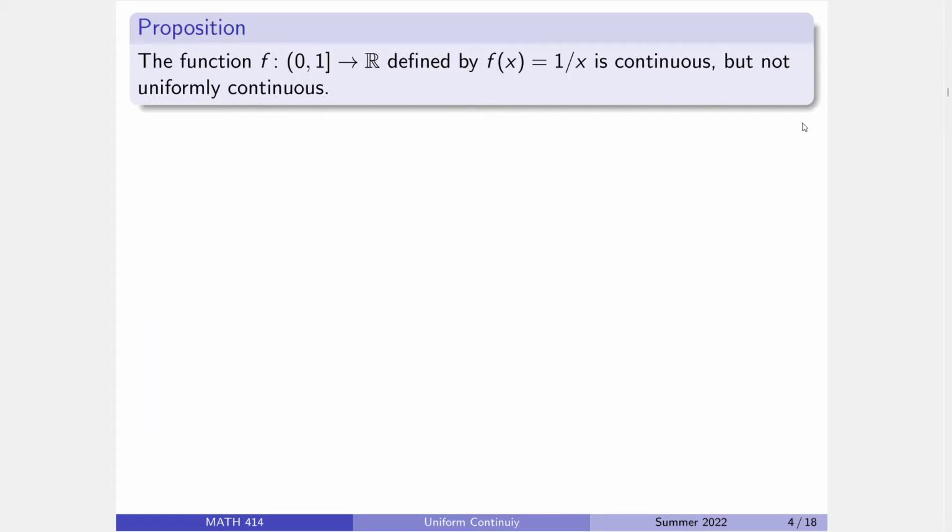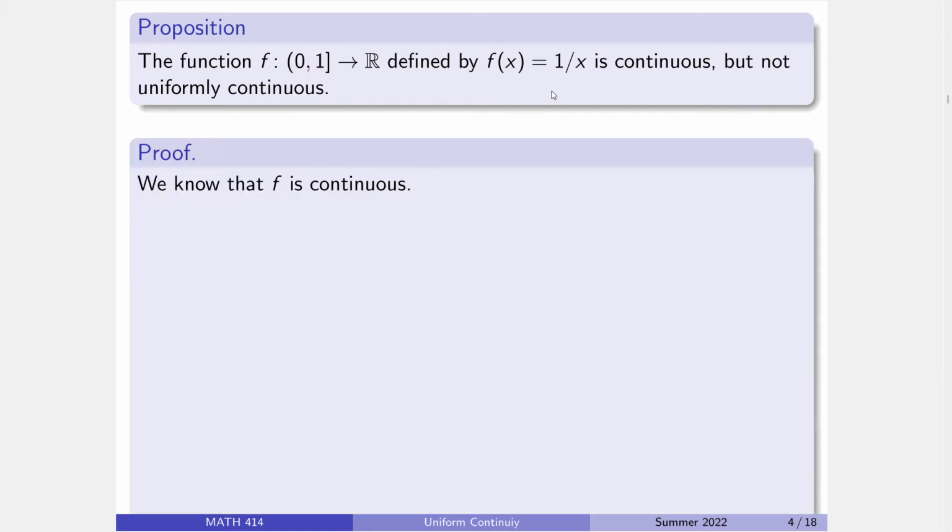Okay, and so we'll start with an example that probably shouldn't be too shocking. 1 over x, of course, is a continuous function. However, this particular function is not uniformly continuous. Note the domain. Okay. So, we know that f is continuous. That's just something we know is true. 1 over does not screw up limits, so 1 over x is continuous. Now, suppose it was uniformly continuous. As we're going to see, it's not going to happen.